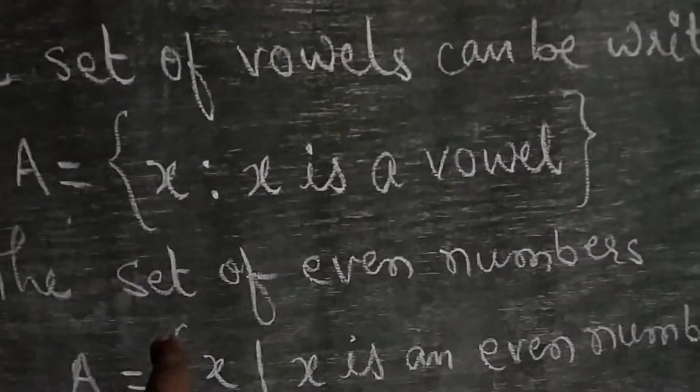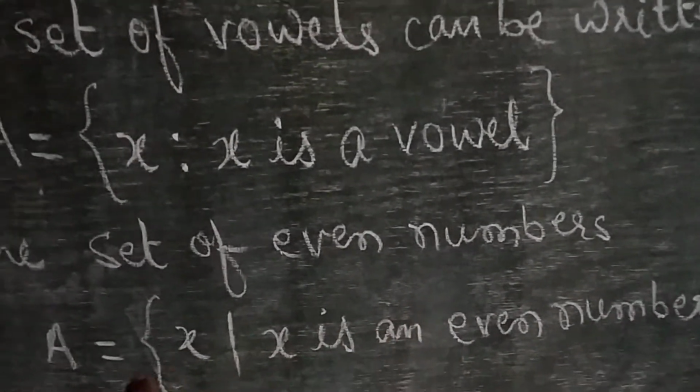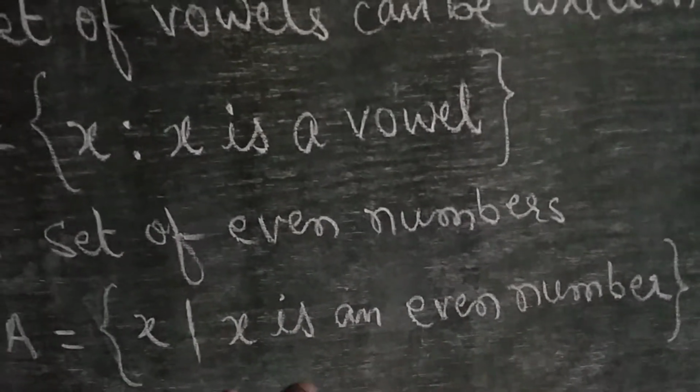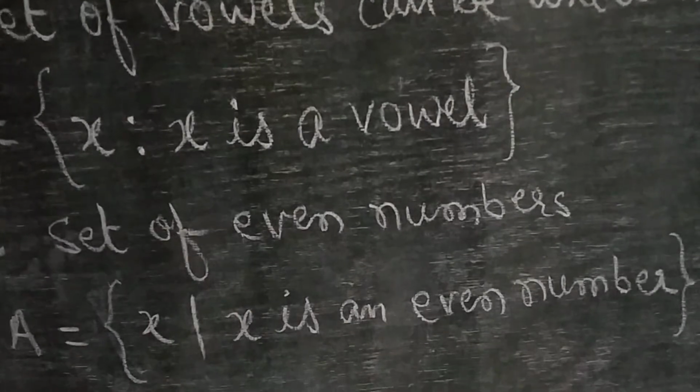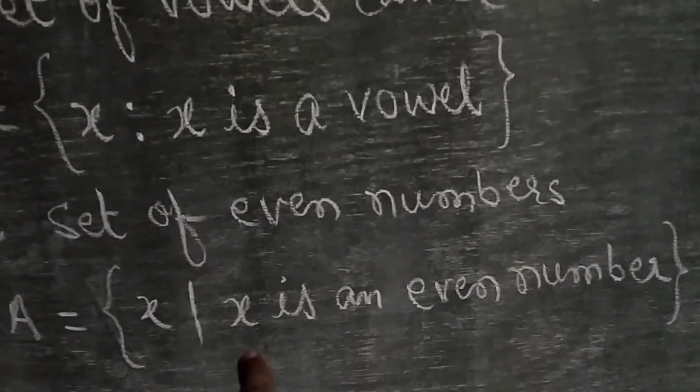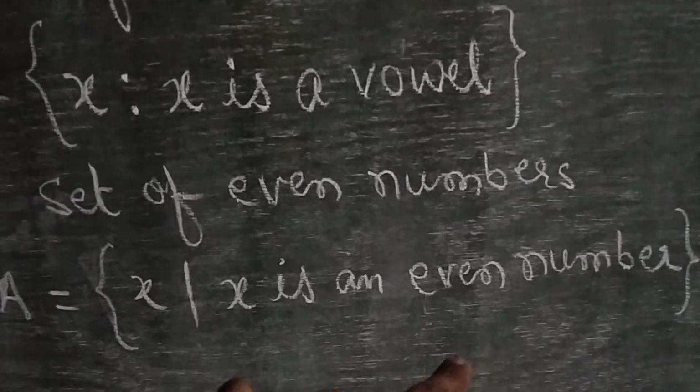Similarly, if we want to take the set of even numbers, then we will write X such that X is an even number. An even number means a number which is divisible by 2. So we will write here X is an even number.